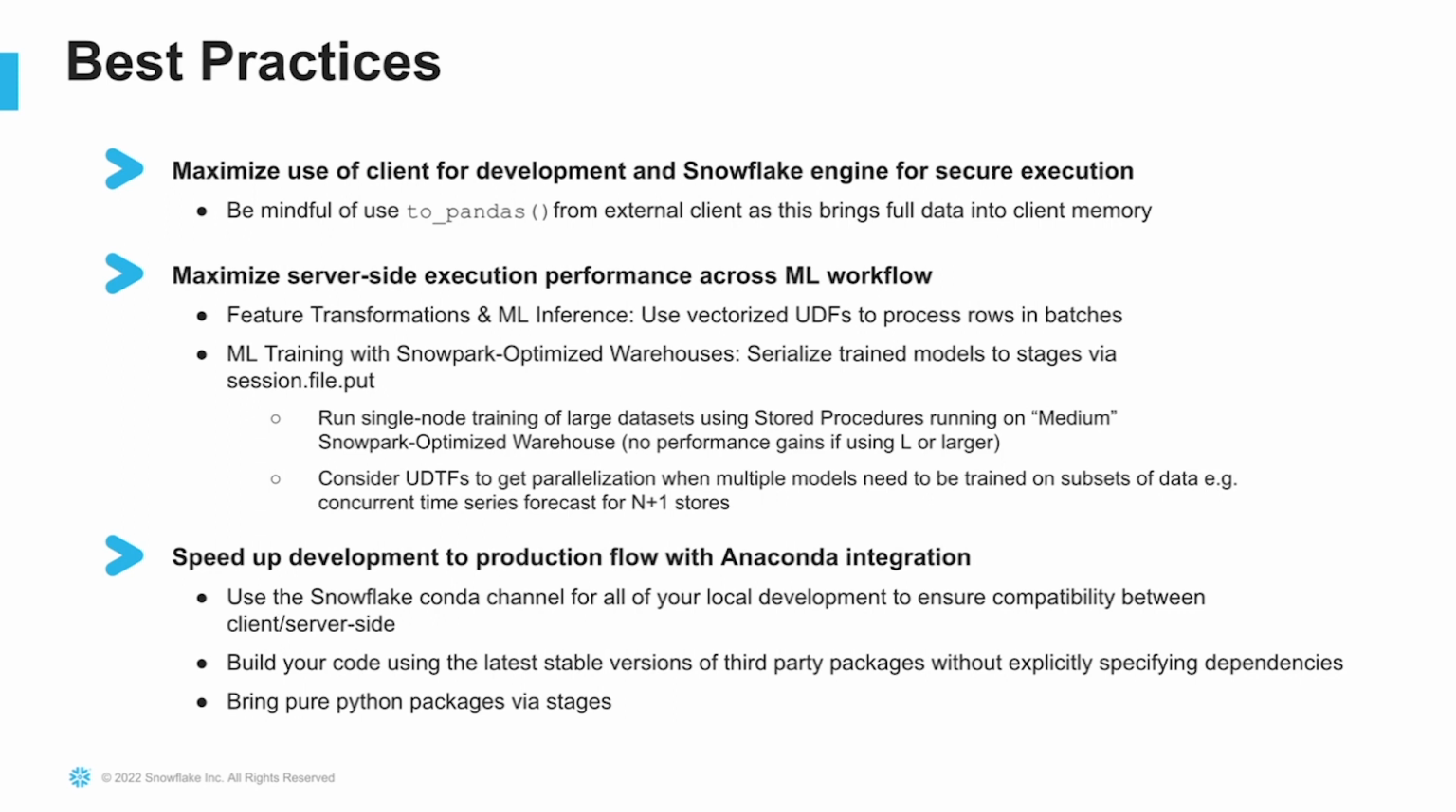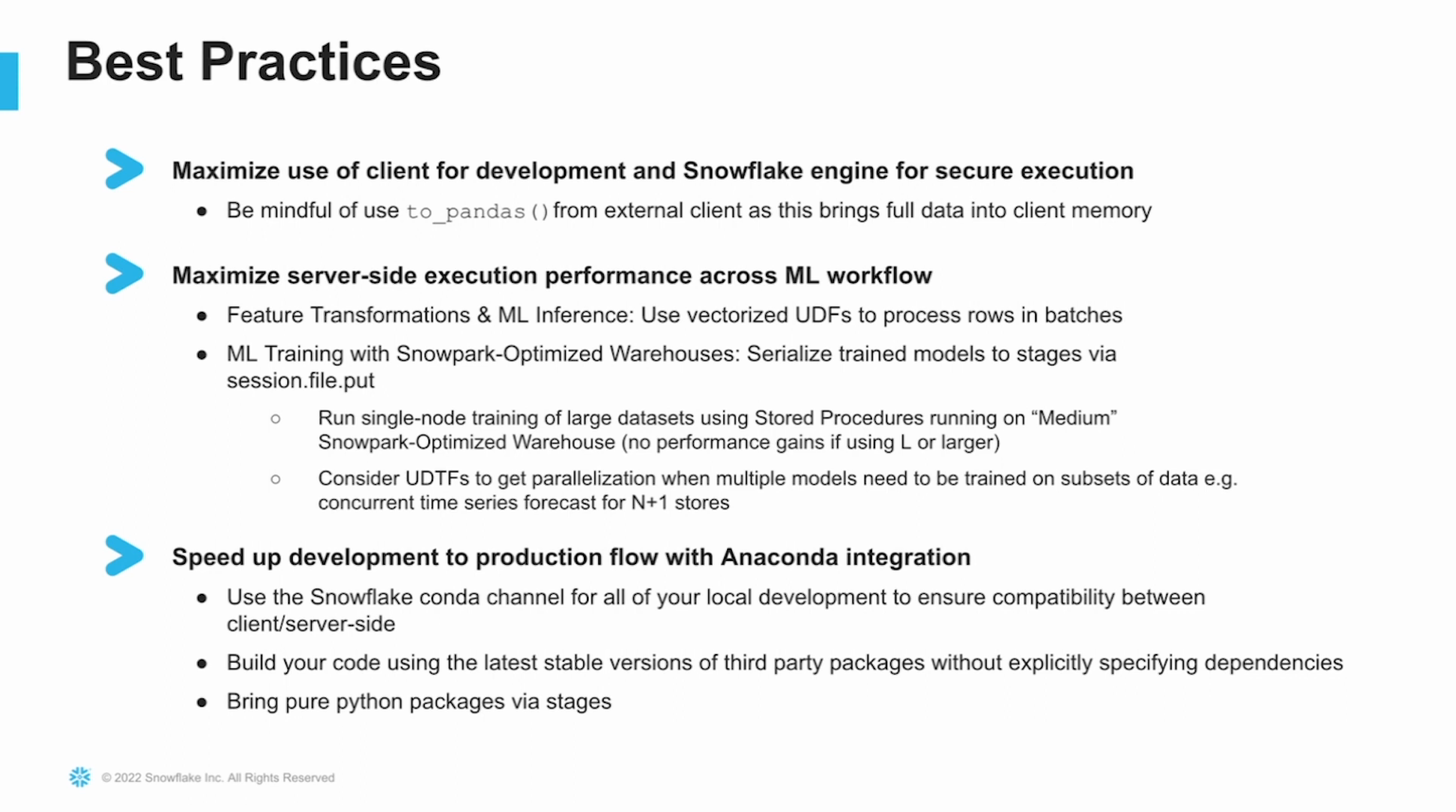The nice thing about the Snowpark API is that you can use it with your IDE and development debugging tools of choice and have the execution transparently pushed down to Snowflake. So maximize that. A quick note of caution, as pointed out in the demo, is to be mindful of the use of to-pandas operation from an external client, as this brings full data into the client memory. To maximize server-side execution performance for ML tasks such as feature engineering and inference, make sure to use vectorized UDFs, which process rows in batches versus row-by-row processing of scalar UDFs.